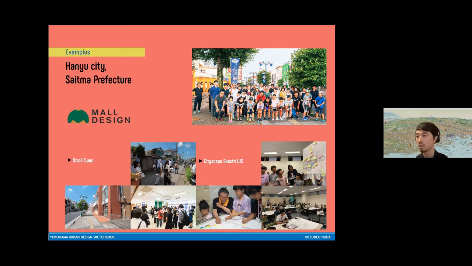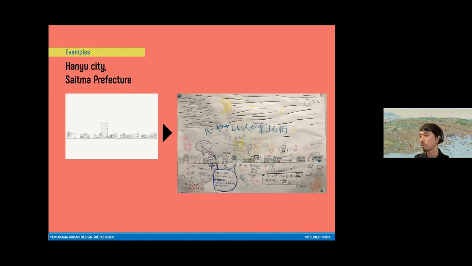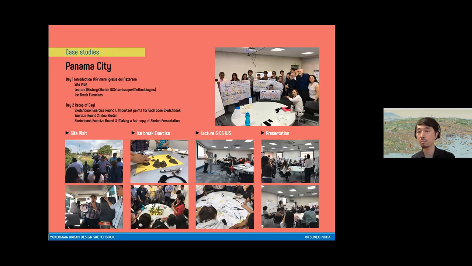We held a workshop. As you can see, a lot of people took part. Children as well as elderly people came together to come up with ideas. And at the end, there were group presentations done by the participating children. On the left-hand side, we have a base sketch. On the right-hand side, we have a lot of detailed descriptions from a small area to a big area drawn on top of it.